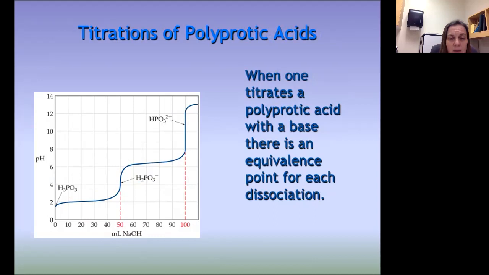By the time we reach the third equivalence point for phosphoric acid, it actually is exceptionally difficult to see because the reaction is really governed by the hydroxide ion at that point. So it's really very difficult to determine that third dissociation point. But polyprotic acids are going to have multiple dissociation points.